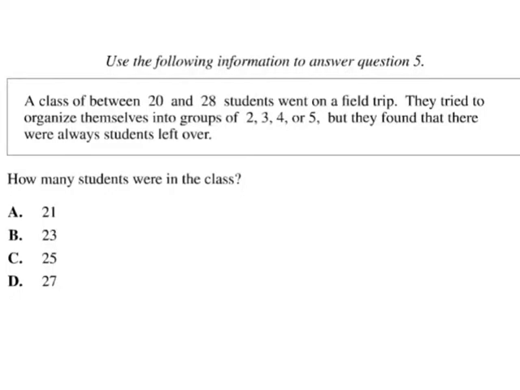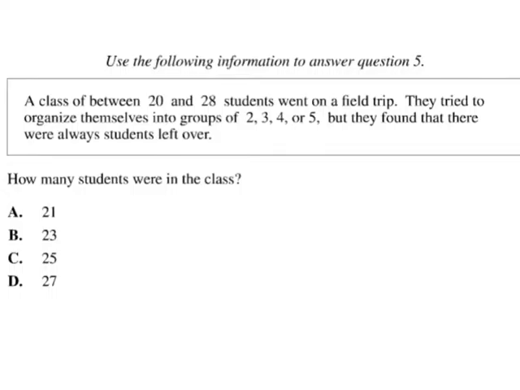And since apparently we don't have Flash, we'll just do it this way. So here is a question. A class of between 20 and 28 students went on a field trip. They tried to organize themselves into groups of 2, 3, 4, or 5, but they found that there were always students left over. How many students were in the class?